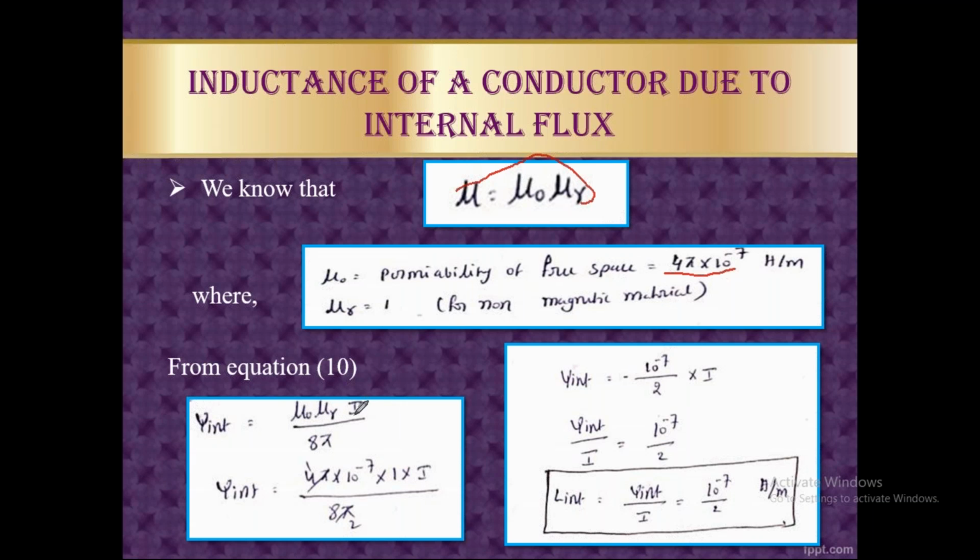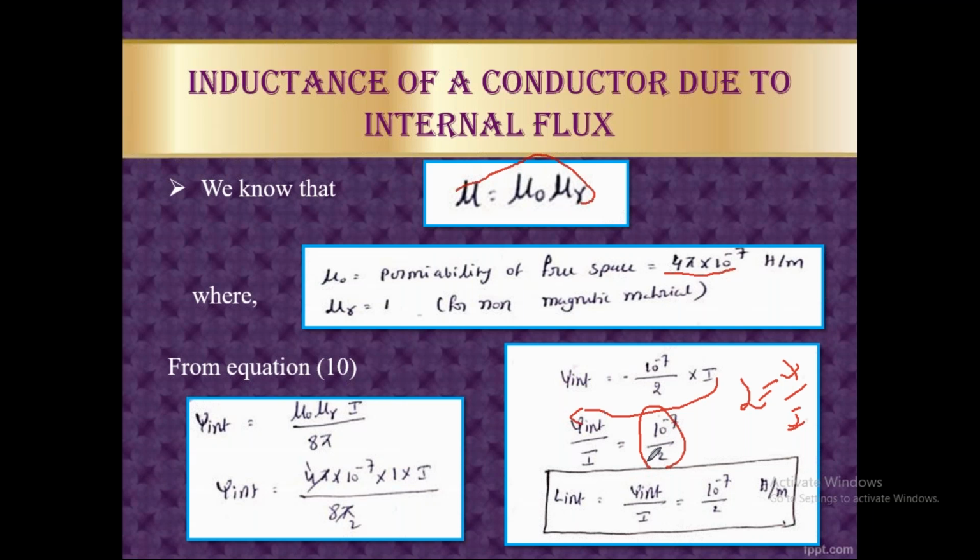Now instead of mu, I can substitute mu naught into mu r into I divided by 8 pi. So substituting 4 pi into 10 power minus 7 into 1 into I divided by 8 pi, the 4 pi gets cancelled: 4 ones are 4, 2 fours are 8. So psi internal is equal to 10 power minus 7 divided by 2 into I. What is the inductance formula? Psi by I. Taking I to the denominator, psi internal divided by I is equal to 10 power minus 7 divided by 2. This is the value of inductance due to the internal flux. It will never change; it is constant for the entire derivation.